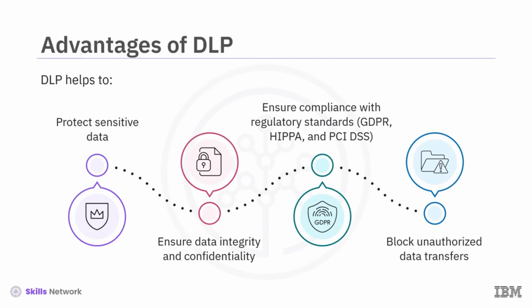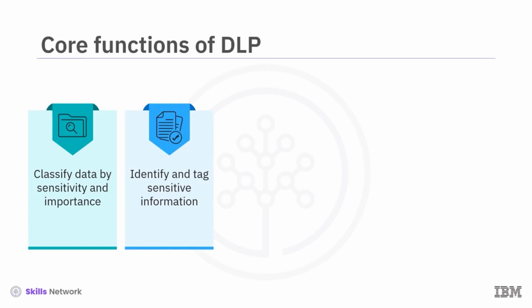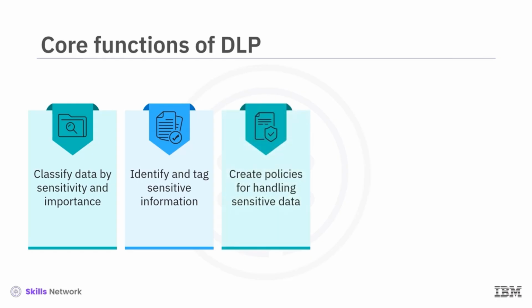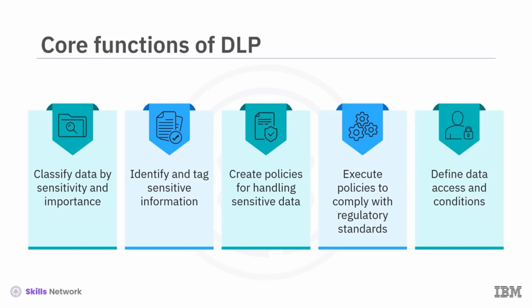Let's discuss the core functions of DLP. DLP solutions classify data based on sensitivity and importance, identifying and tagging sensitive information like personal data, financial records, and intellectual property. Additionally, it plays a pivotal role in creating and executing policies that comply with regulatory standards for handling sensitive data. These policies define who can access data and under what conditions.